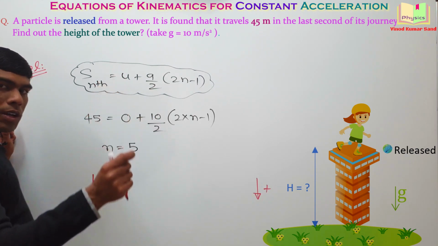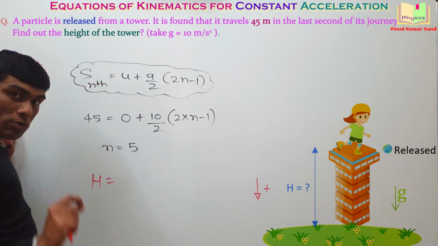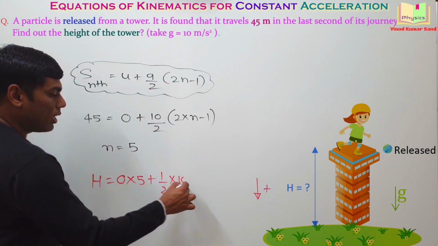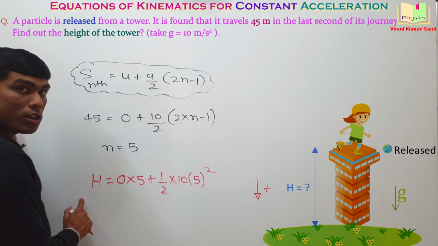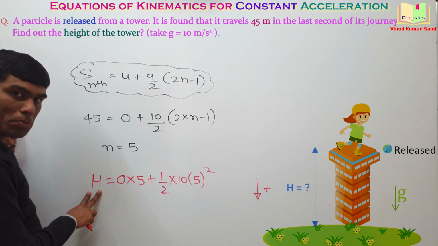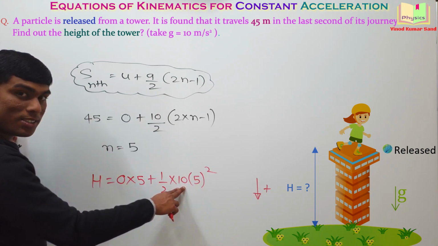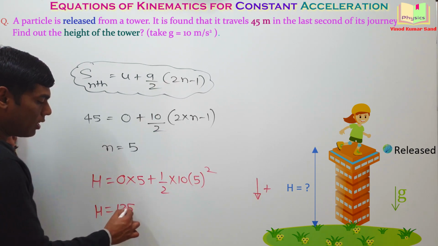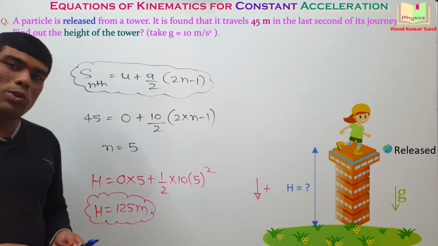The ball will cover the total height h in how much time interval? 0 to 5 seconds. So h is equal to 0 into 5 plus half into 10 into 5 square. This equation I am using for the journey of the ball from t is equal to 0 to t is equal to 5. The ball will cover a distance h, time taken is 5 and acceleration due to gravity is given as 10. Simplifying it, h comes out to be 125 meter. So the height of the tower is simply 125 meter.